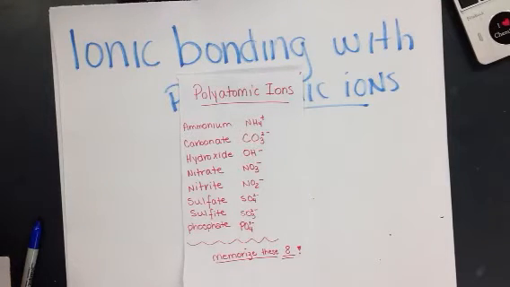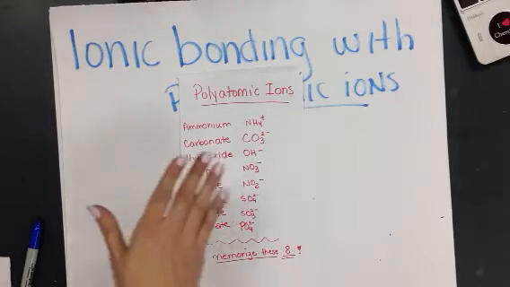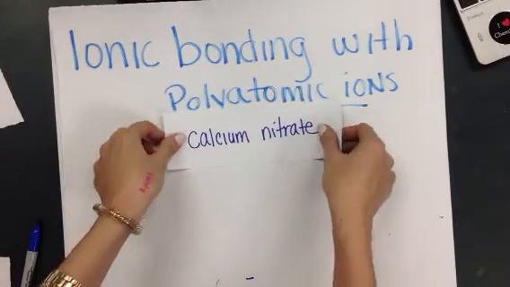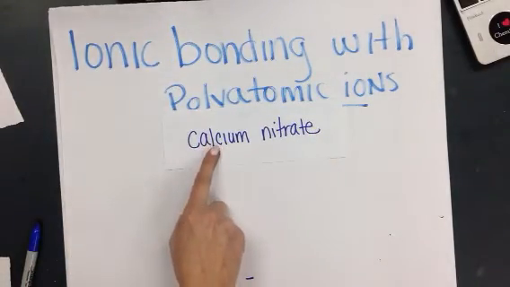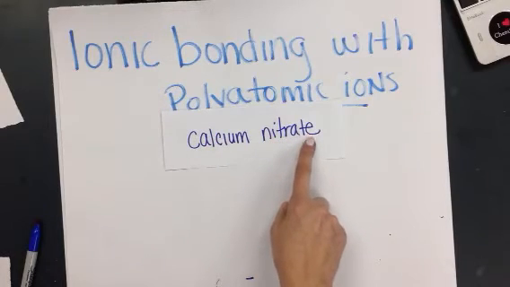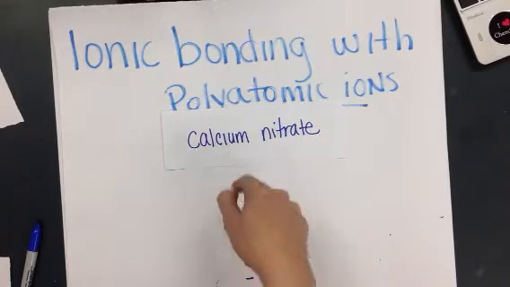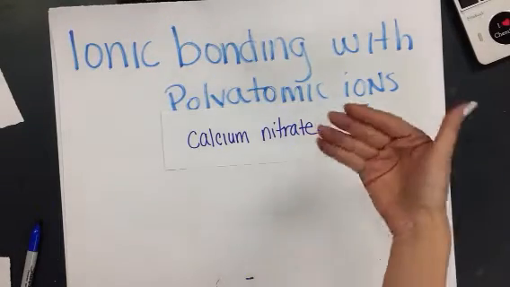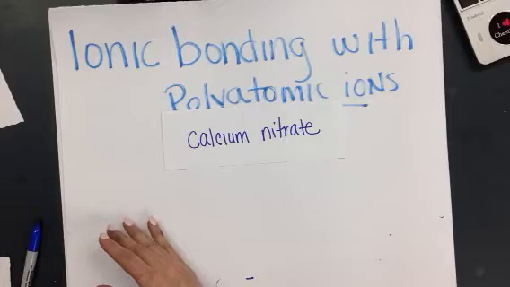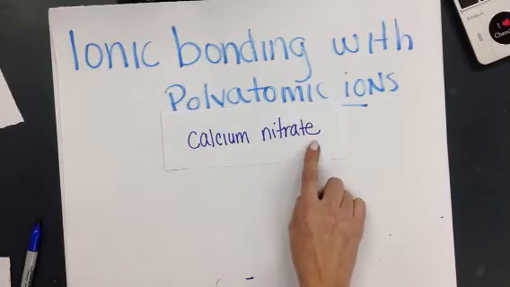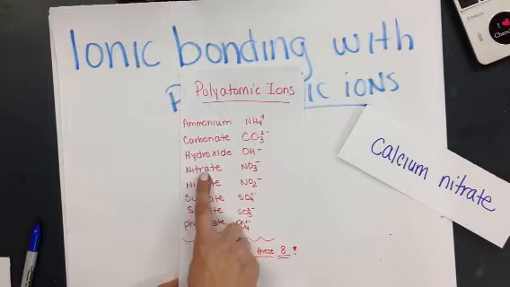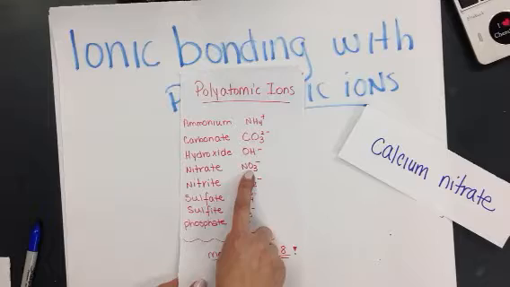Okay, so let's take a look at some examples. Let's look at when a metal bonds with one of these. And in my first example, I've picked the metal calcium bonding with nitrate. Not to be confused with nitride. Nitride is nitrogen as an anion. Nitrate, let's take a look. There it is, nitrate, ends in ate, is a polyatomic ion.